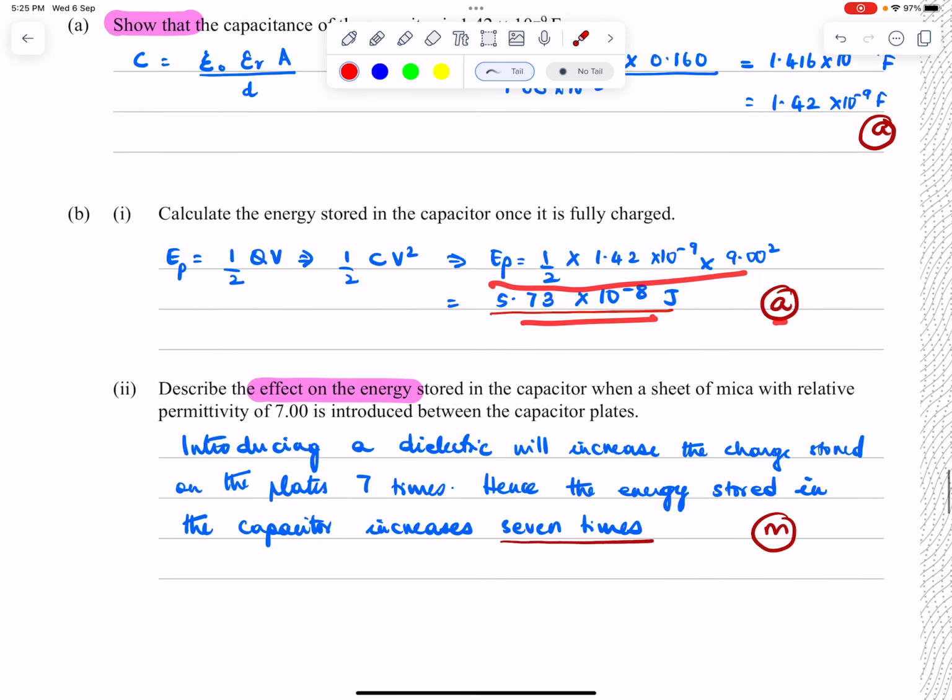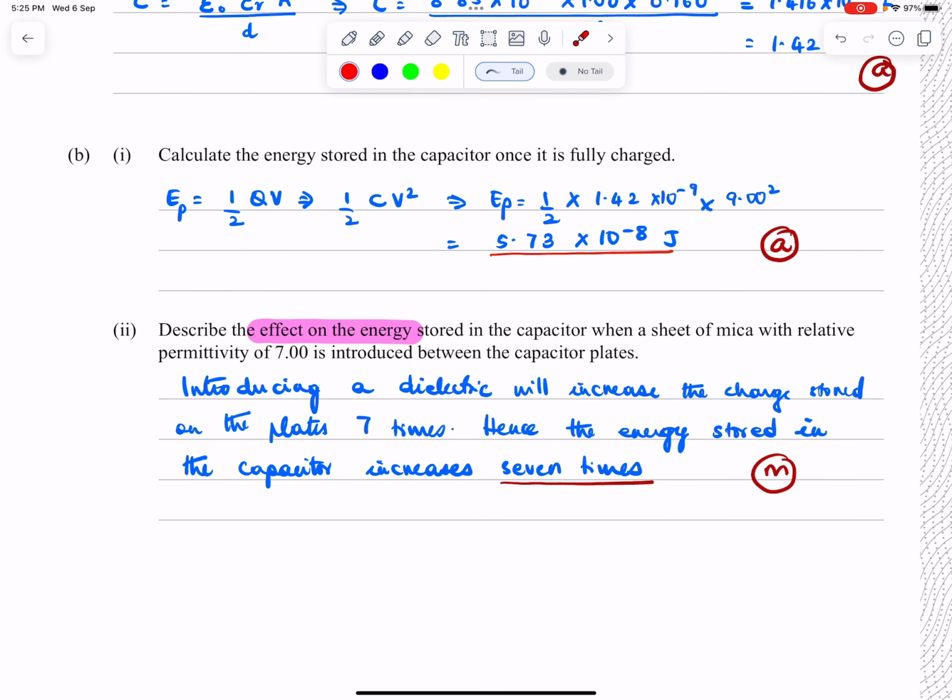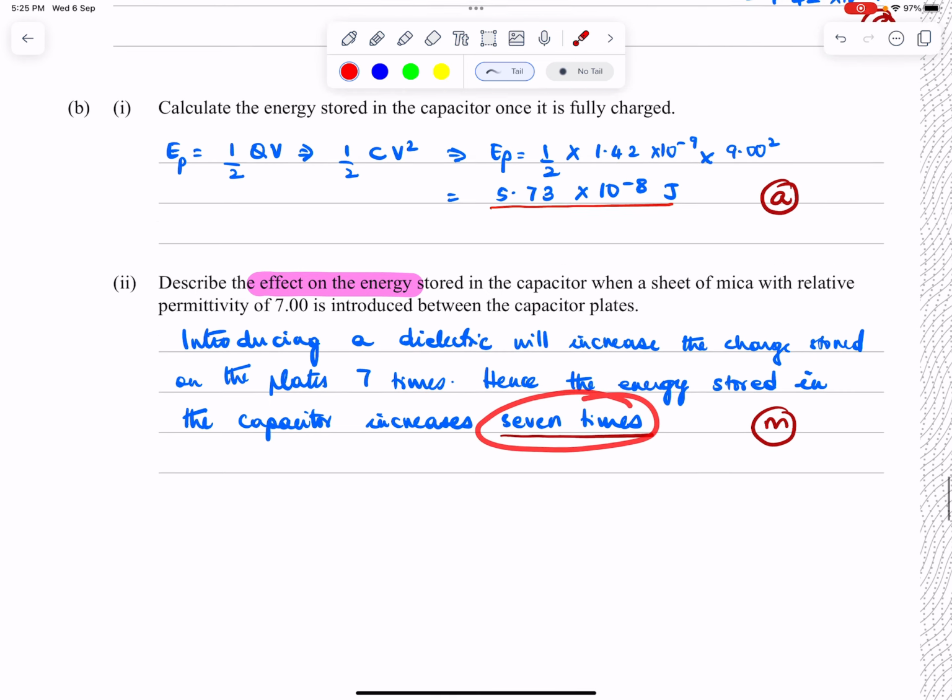There's your another achieved. Now introducing a dielectric, what's going to happen is that it'll increase the charge stored on the plate 7 times. You've got to get the 7 times to get your merit. If you just say it'll increase, that's only an achieved. So the energy stored in the capacitor will also increase 7 times.